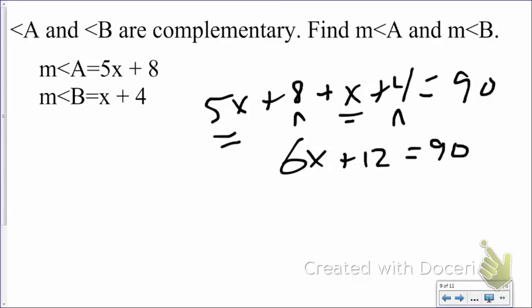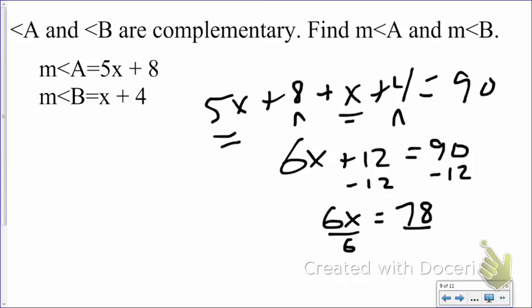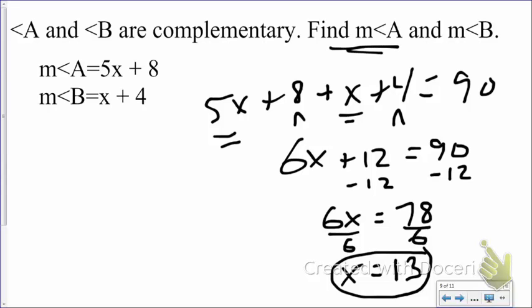Now I have a pretty simple two-step problem. If I subtract 12, I get 6x equals 78. And then if I divide each side by 6, I get x equals, I believe that would come out to 13. X equals 13. But now I'm not done yet, because the question was find the measure of angle A and the measure of angle B.